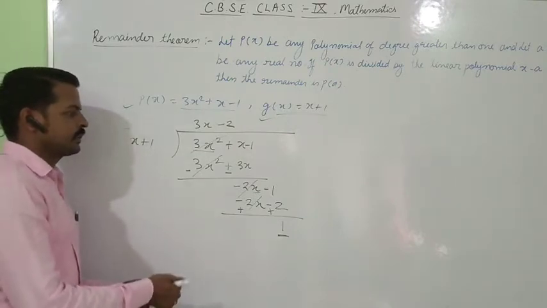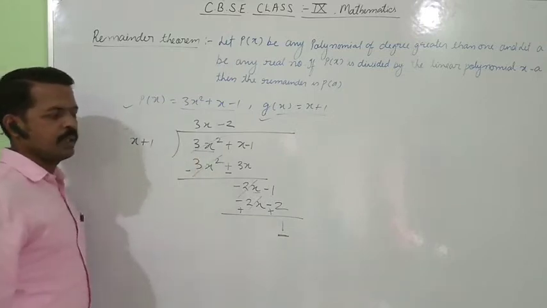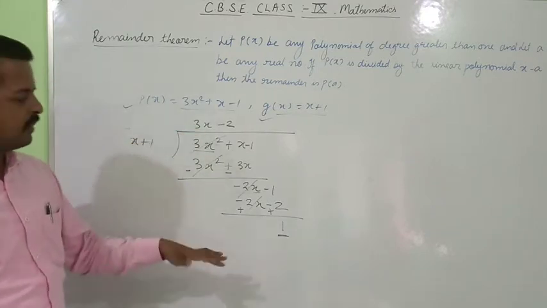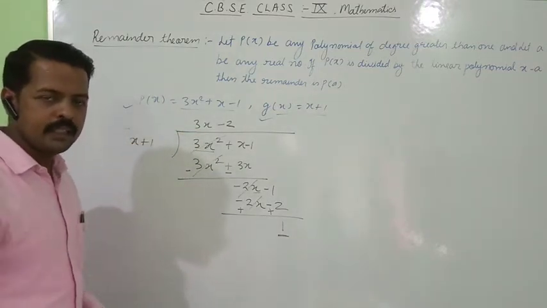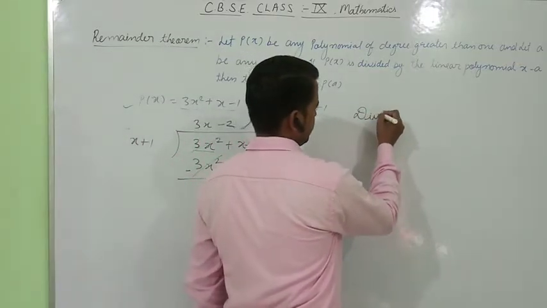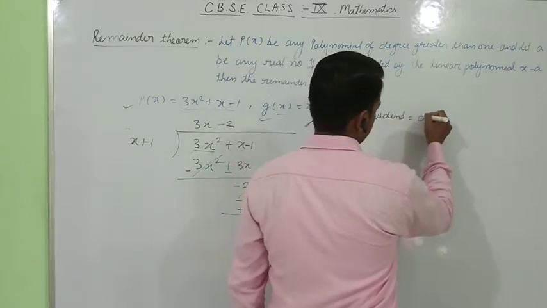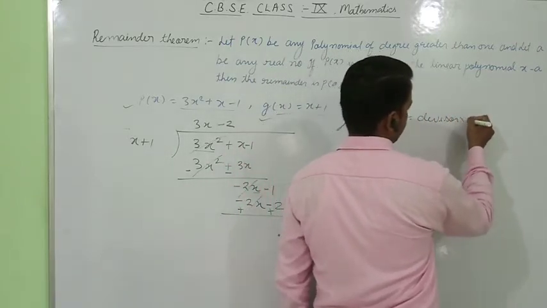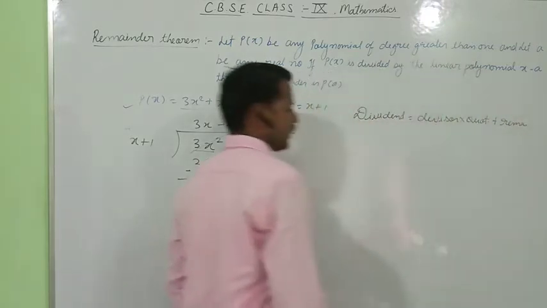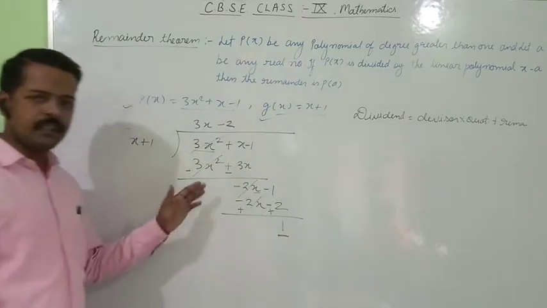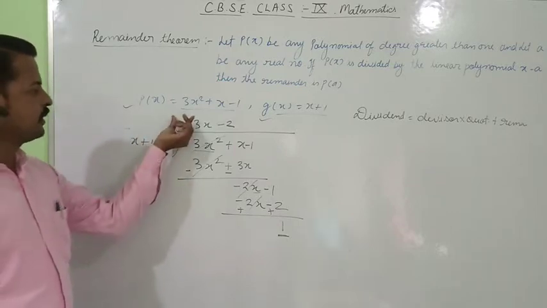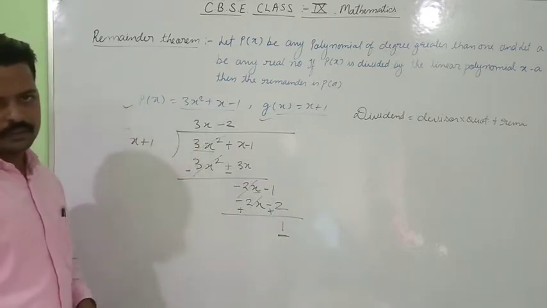Now in this, what is dividend? Dividend is 3x square plus x minus 1. Divisor x plus 1. Quotient 3x minus 2 and remainder is 1. You have studied in lower classes that dividend is equal to divisor into quotient plus remainder. Now if you want to check this answer, what you will do? You just go on multiply this number with this number and add 1. You will get p of x.